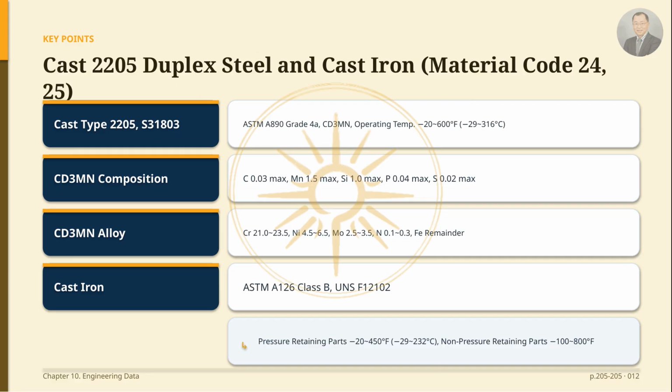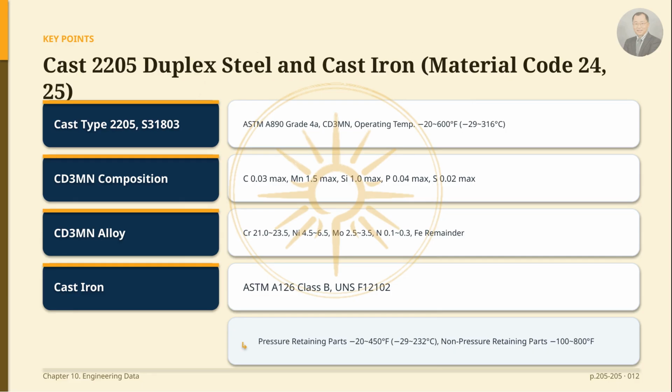I will introduce the cast 2205 duplex stainless steel and cast iron materials. Material code 24 is cast type 2205 S31803 steel, specified as ASTM A890 grade 4A CD3MN. The operating temperature range is minus 20 to 600 degrees Fahrenheit, which is minus 29 to 316 degrees Celsius.